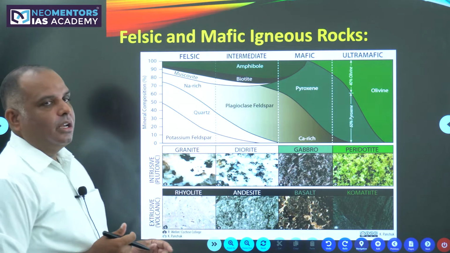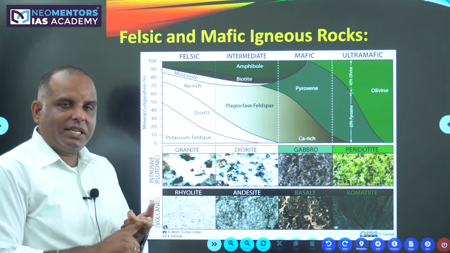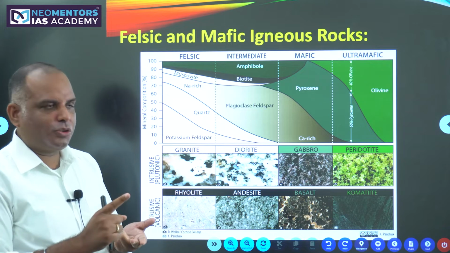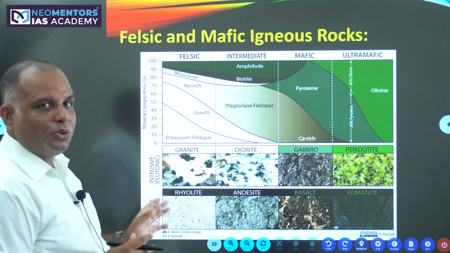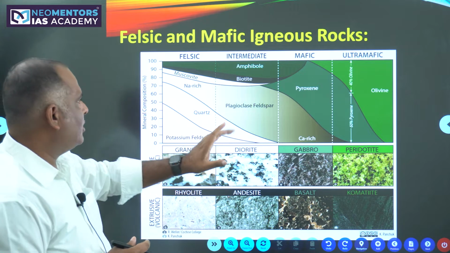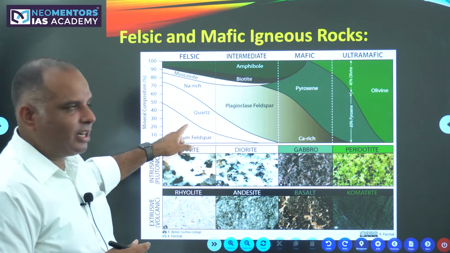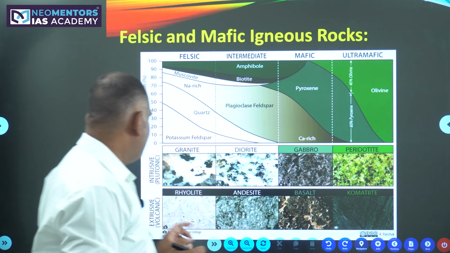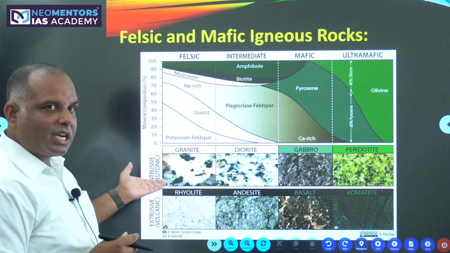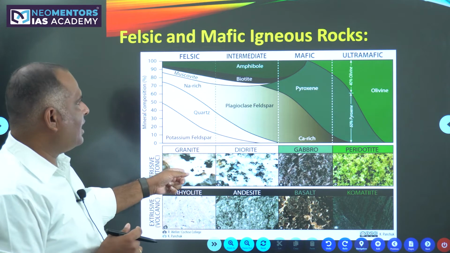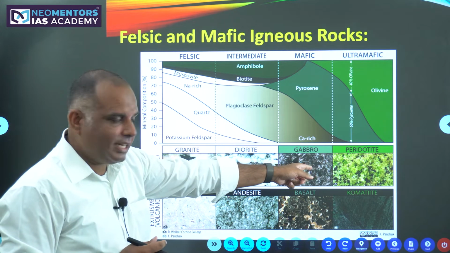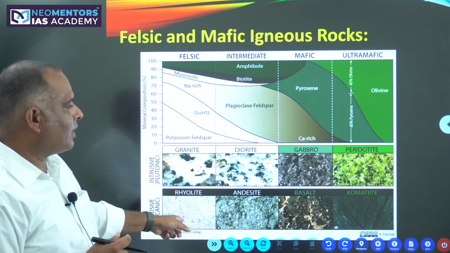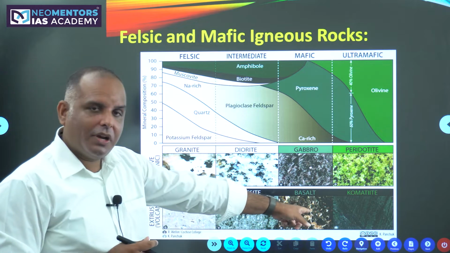Now, we discussed acidic and basic, we discussed felsic and mafic, we discussed intrusive and extrusive. Now, this diagram tries to summarize all three into one picture. You see here, felsic means more content of silica, mafic means lesser content of silica, right. Intrusive, that is within the earth's crust, we have granite, gabbro, right. And extrusive, that means outside the earth's crust, we have rhyolite and we have basalt.